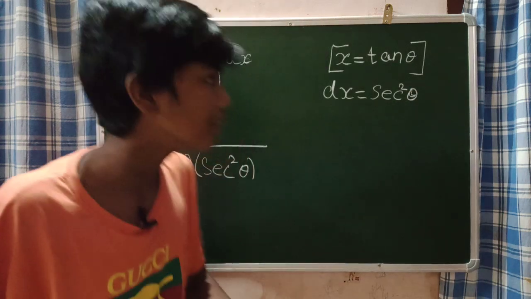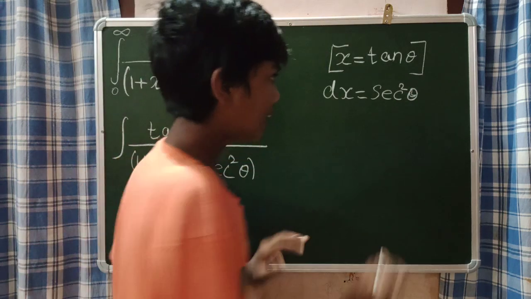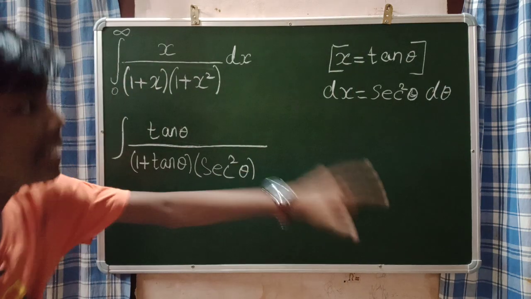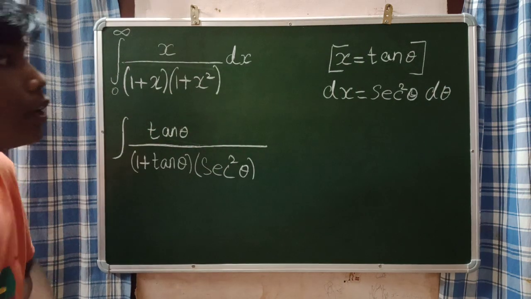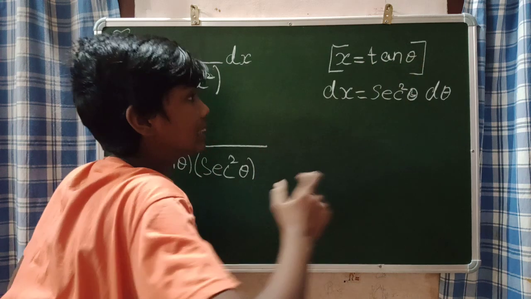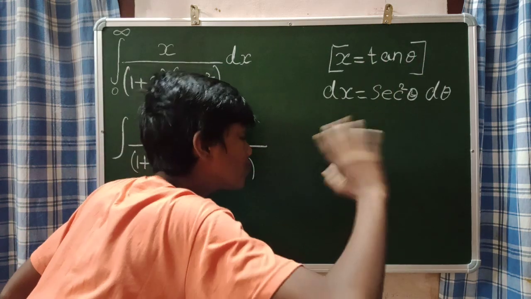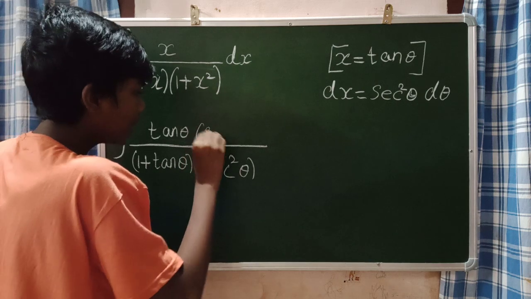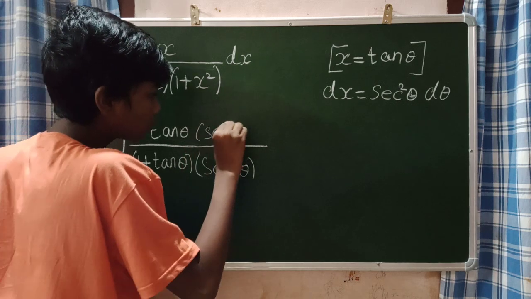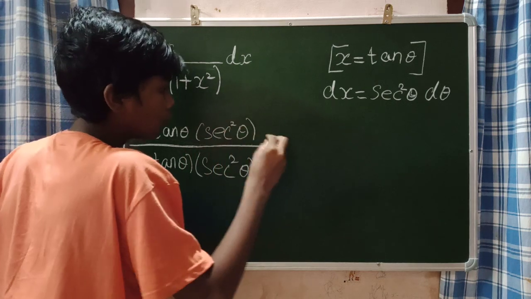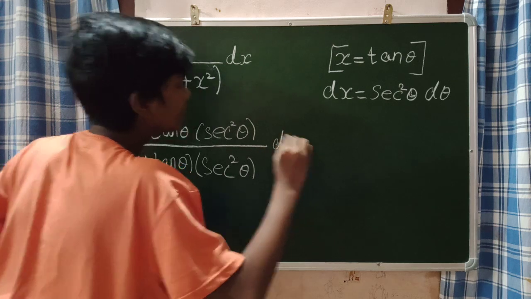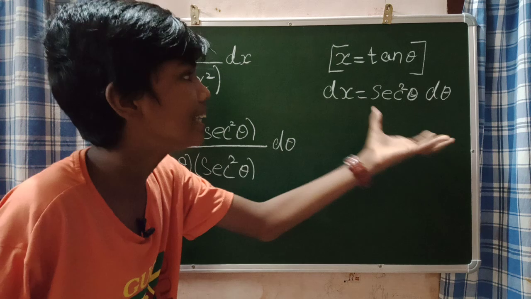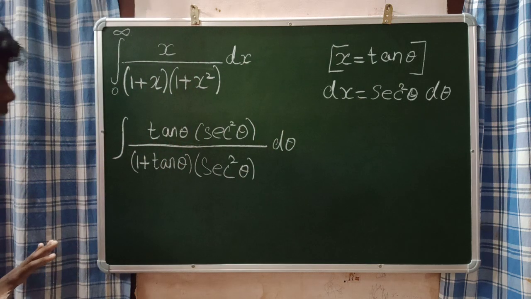Not only secant square theta, then d theta. You should not forget this d theta, guys. When you're taking x as tan theta, your dx will be equal to the differentiation of this, which is secant square theta, and not only that, then d theta. So what will be the value? That will be secant square theta d theta. I'm just finding the value of dx from x itself. That will be secant square theta d theta, which is dx. Now this is what I did.